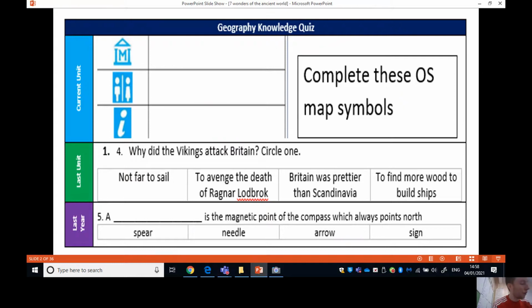So I've just completed my first part based on the map symbols. I had to think really hard because it's been a while since I've taught this as well. And now on my second part, which is why did the Vikings attack Britain? Let's see what we can remember before Christmas. Did they attack because it wasn't far to sail, to avenge the death of Ragnar Lodbrok, Britain was prettier than Scandinavia, or to find more wood to build ships, such as their longships and knarrs?